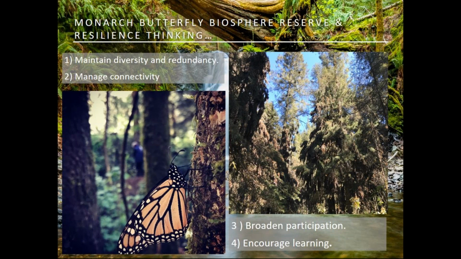We thought PAs were static. We thought PAs would persist, and things wouldn't change there. Resilience thinking is fundamental to manage those PAs, not only for the monarch butterfly as the main conservation target of this biosphere reserve, but for all the ecosystem services they provide for human well-being.